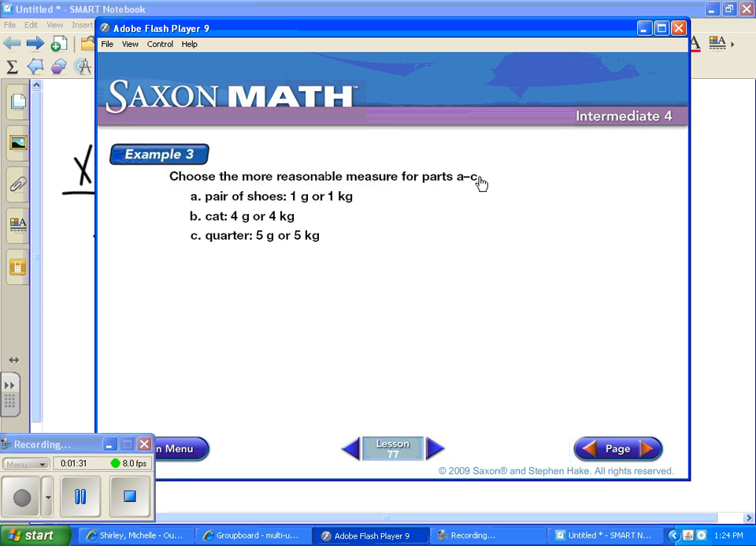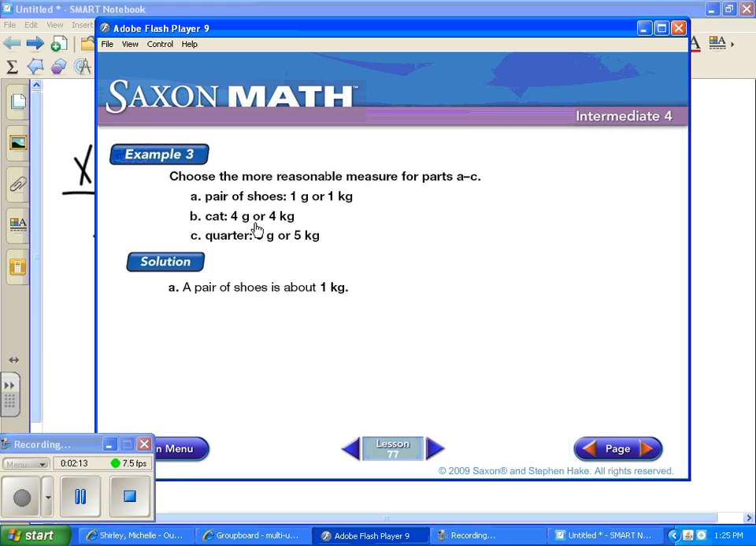Example 3. Choose the more reasonable measure for parts A through C. There's only one choice that will make sense. Let's look at A. A pair of shoes: 1 gram or 1 kilogram. You have to have a benchmark for these to help you out. My benchmark for a gram is about the size of a large paper clip. Would a pair of shoes weigh the same as a paper clip, or 1,000 paper clips, because 1 kilogram is 1,000 grams? The answer is a kilogram. That'd be 1 light pair of shoes if they only weighed a gram.